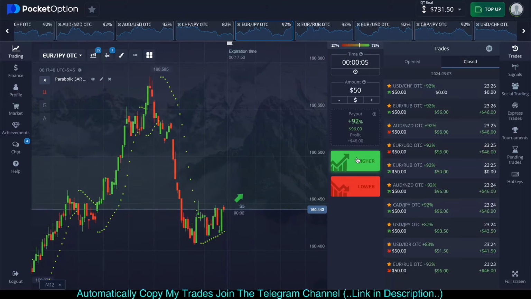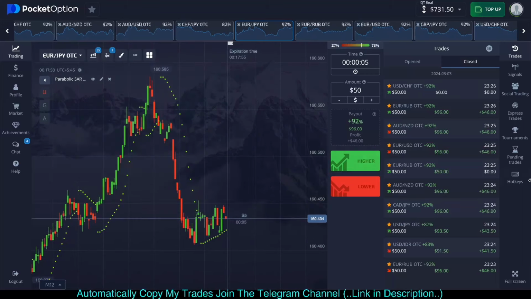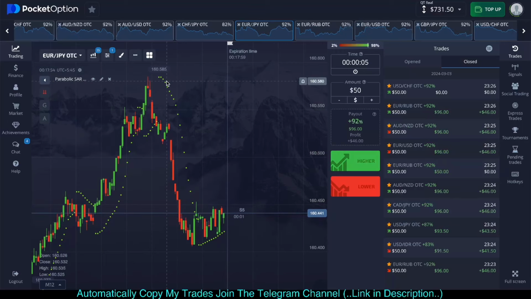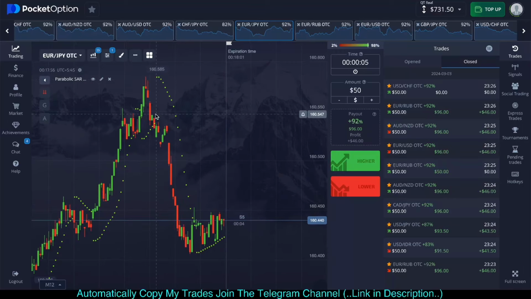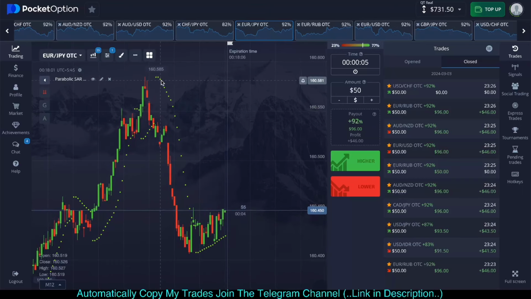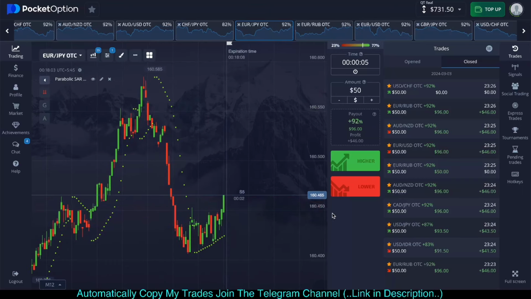Now, while making this trade, I made a simple change and I started to make the trade on the third dot. So whenever these parabolic SAR dots are forming above the candles and whenever this third dot was formed, I used to make a trade by clicking on lower.